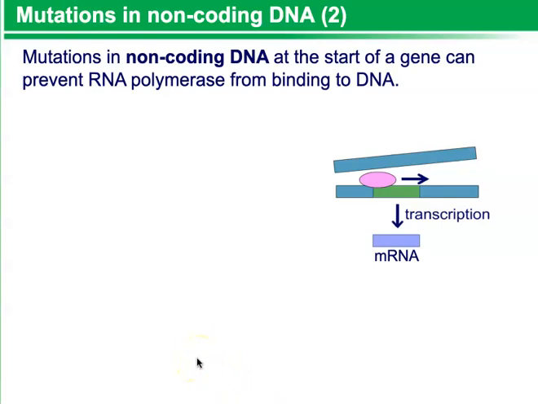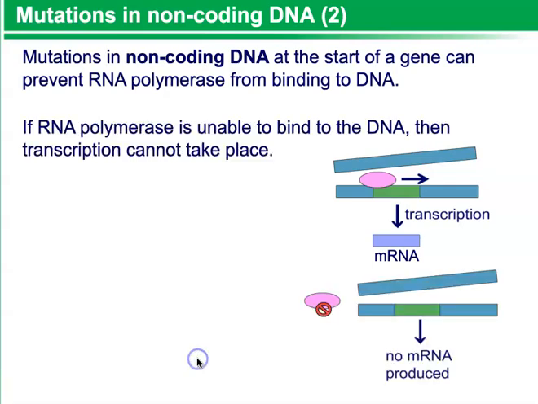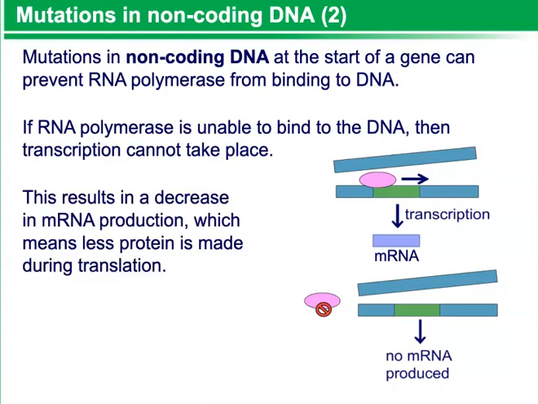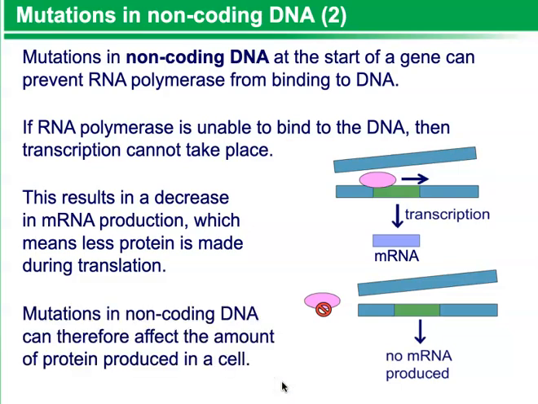Continuing with mutations in non-coding DNA. Mutations in non-coding DNA at the start of a gene can prevent RNA polymerase from binding to DNA. If RNA polymerase is unable to bind to the DNA, then transcription cannot take place. This results in a decrease in mRNA production, which means less protein is made during translation. Mutations in non-coding DNA can therefore affect the amount of protein produced in a cell.